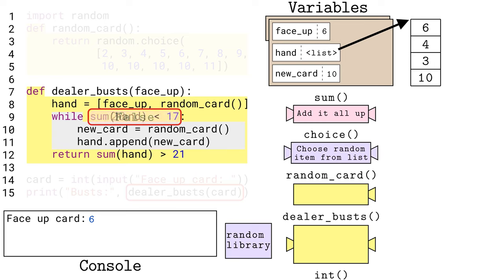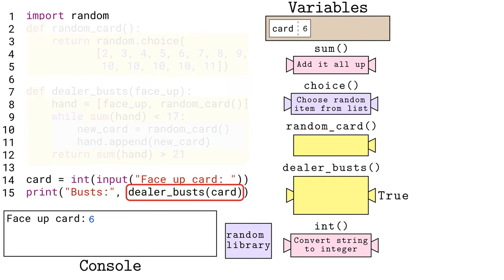A while loop stops repeating when its condition is false, so it skips down to the end of the loop and runs line 12. Python evaluates this Boolean expression, which compares the dealer's combined hand to 21. In Blackjack, the dealer loses or busts if the total was greater than 21, like it is here. This means the function dealer_busts returns true as its output, and that true can be used in this print function, displaying the result to the user.